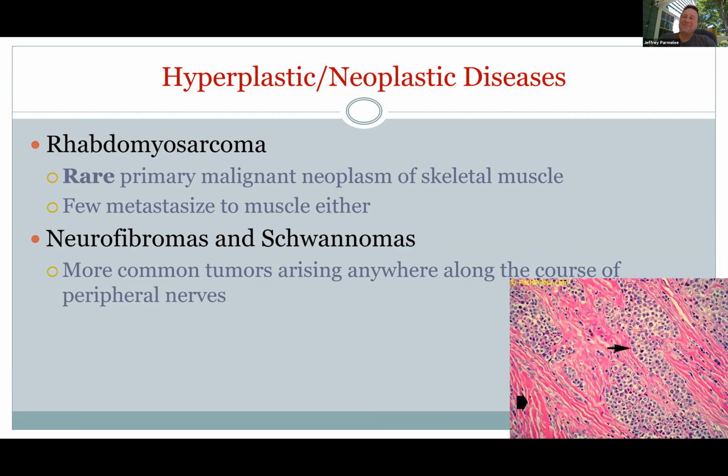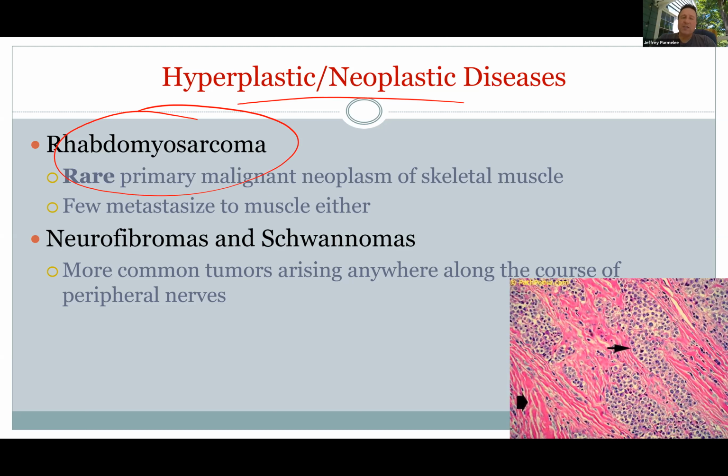All right, almost done. We'll talk about, what about neoplasms? You know, we talked about bone cancer and skin cancer. What about muscle cancer? Well, pretty rare, pretty rare. A few things metastasize to muscle, but there is a rhabdomyosarcoma, a malignancy of muscle. So muscle can become cancerous, but pretty rare.